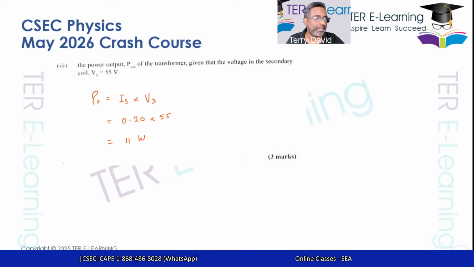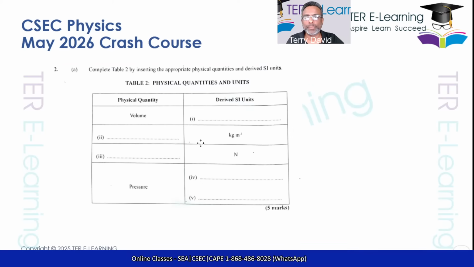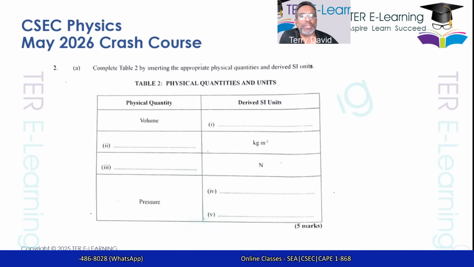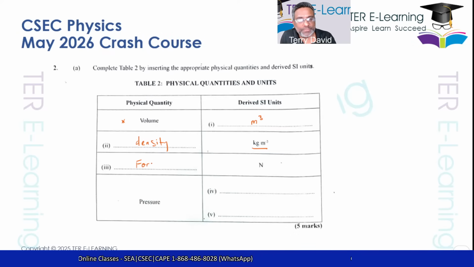So number 2 in this paper here. We have a table, and we have to complete table 2 by inserting the appropriate physical quantities and derived SI units. So first of all, we have volume. The derived SI unit for volume is going to be meter cube. When it comes to kg per meter cube, this has to be density. We have Newton here. Force is measured in Newton.